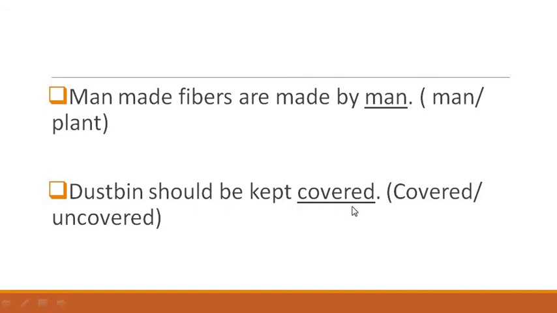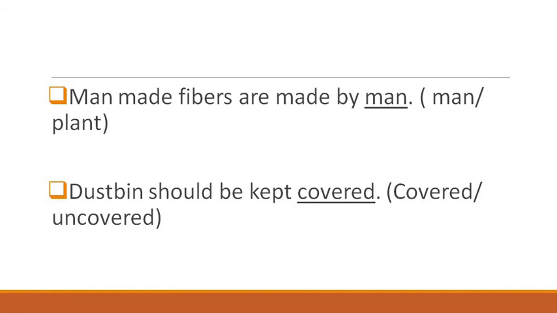Okay. The next one. Dustbin should be kept dash. Options are covered or uncovered. Covered means you should cover it properly from its mouth. Mouth in the sense the upper part of the dustbin from where you throw the garbage in. Correct? That is called the mouth of the dustbin, the uppermost part. So you should cover that. Otherwise, what will happen? The house flies or the mosquitoes will gather there, and they will transmit diseases to you by sitting and spreading the garbage.